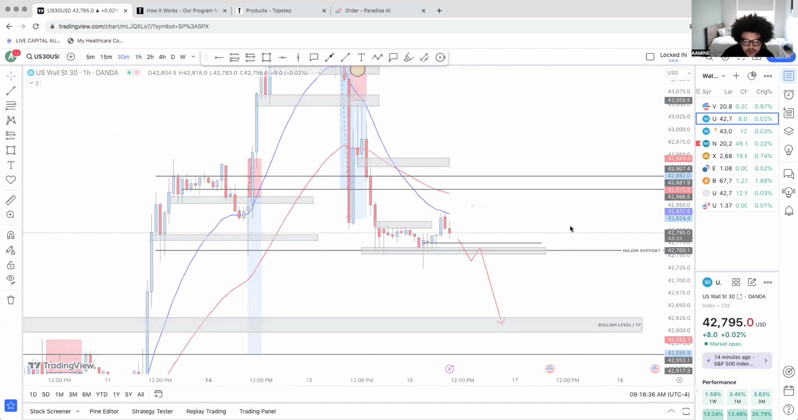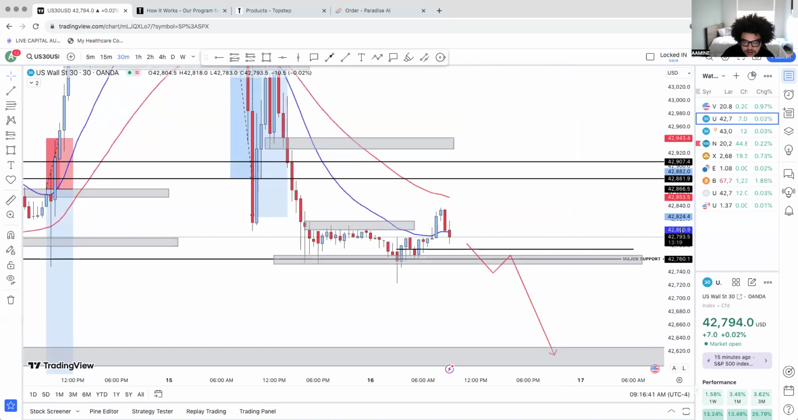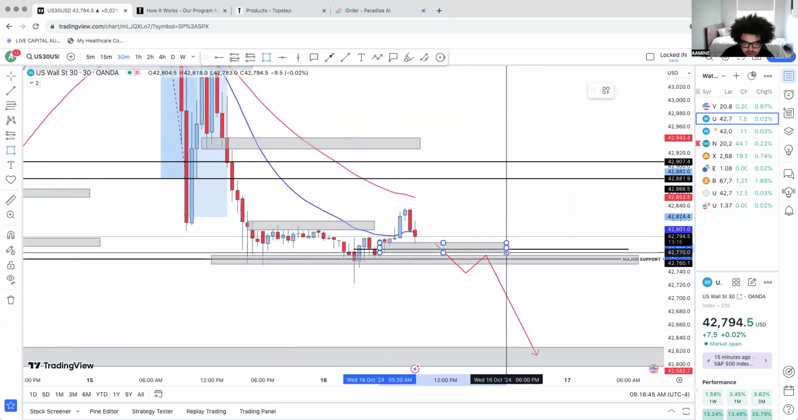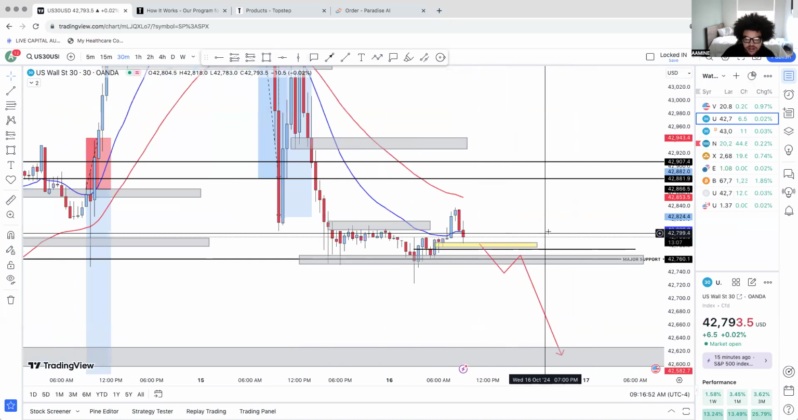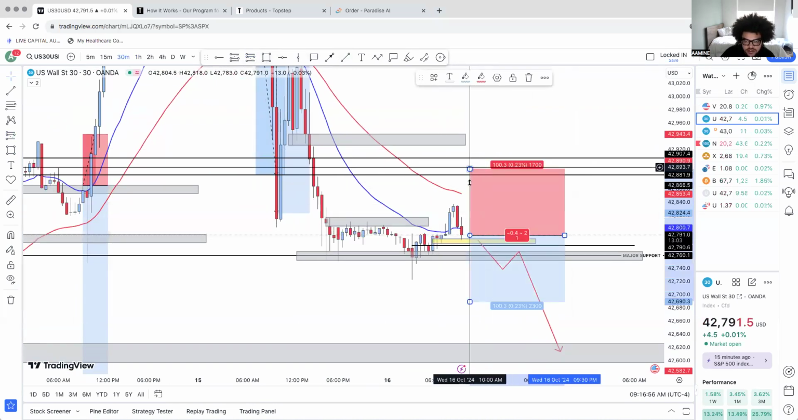Let's go to the 30-minute real quick, kind of do a little top down to see what's going on. So yeah, 30-minute as well. We have another structure that we can kind of mark up on a 30-minute that I really like right here. And I will make this one yellow to ensure we have an understanding of where that is going to be at. And then this will be our setup that we will look to take.